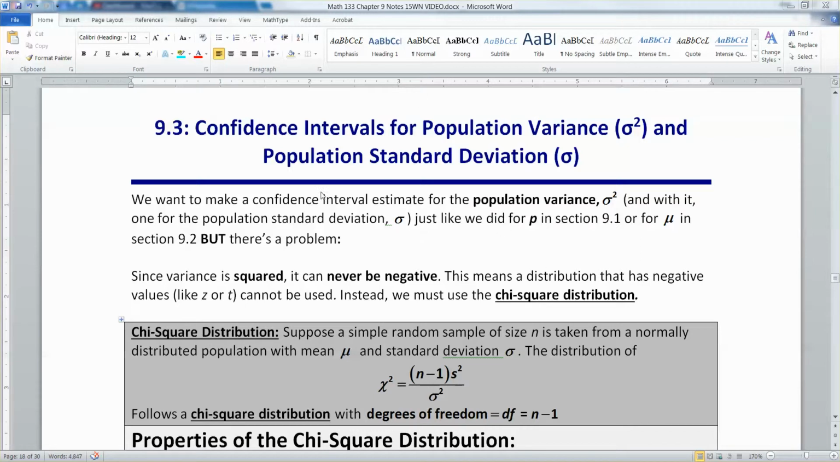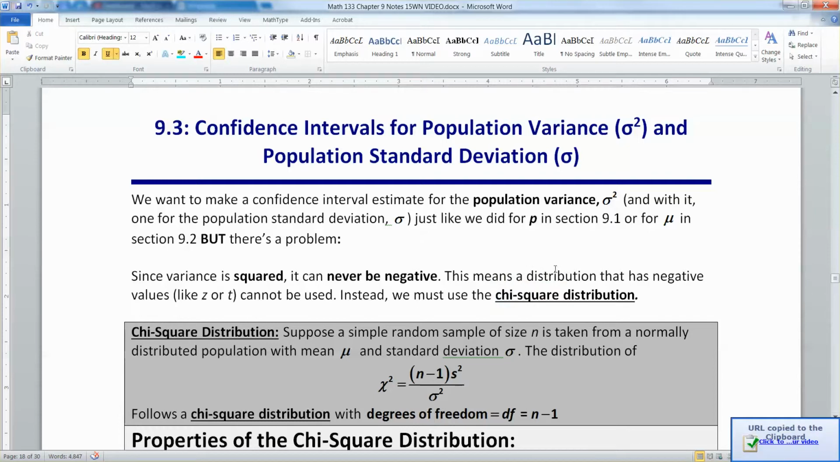All right, now you want to make a confidence interval estimate for the population variance and the standard deviation because they go together, just like we did for the proportion in section 9.1 or the mu in section 9.2. But there's a big problem, and that is that the variance is squared, which means it can never be negative, never. That means that a distribution that has negative values, like the z distribution or the t distribution, cannot be used. So we must use something called the chi-square distribution. That's not chi like the t, that's chi, with a hard k sound.